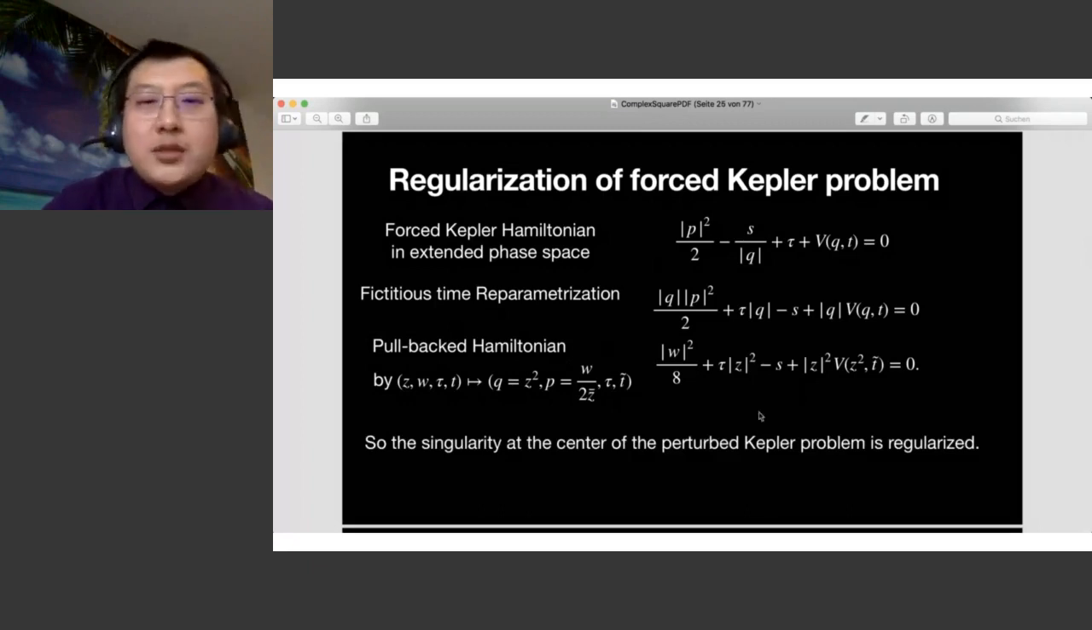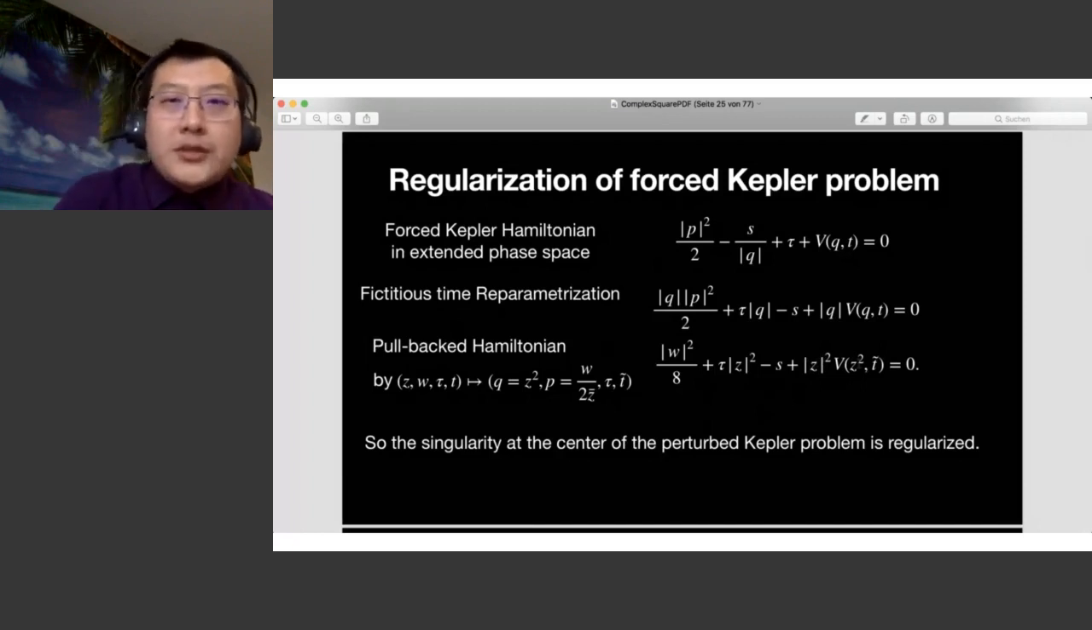But then again, what we see is that the center of this perturbed Kepler problem is again regularized, with a perturbation term which becomes small as long as z is sufficiently small and if v is regular and bounded.